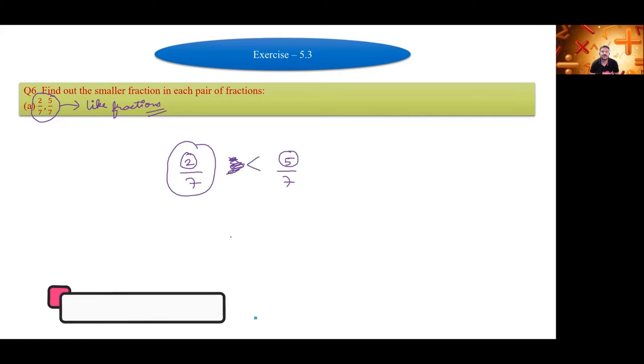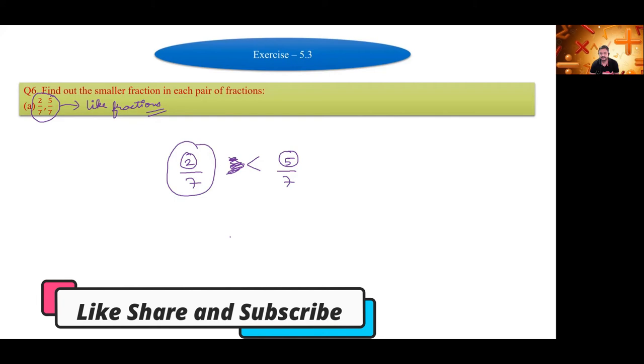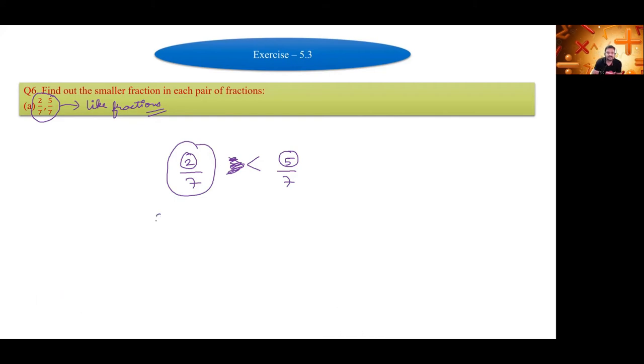Okay, we have to identify the smaller one. So what we will write: 2 by 7 is the smaller fraction. Is it clear to everyone? In this way only you will write the answer. So what is the criteria? What is the requirement? First, if there are unlike fractions, we will convert them into like fractions, and then only we will compare their numerators. Okay.